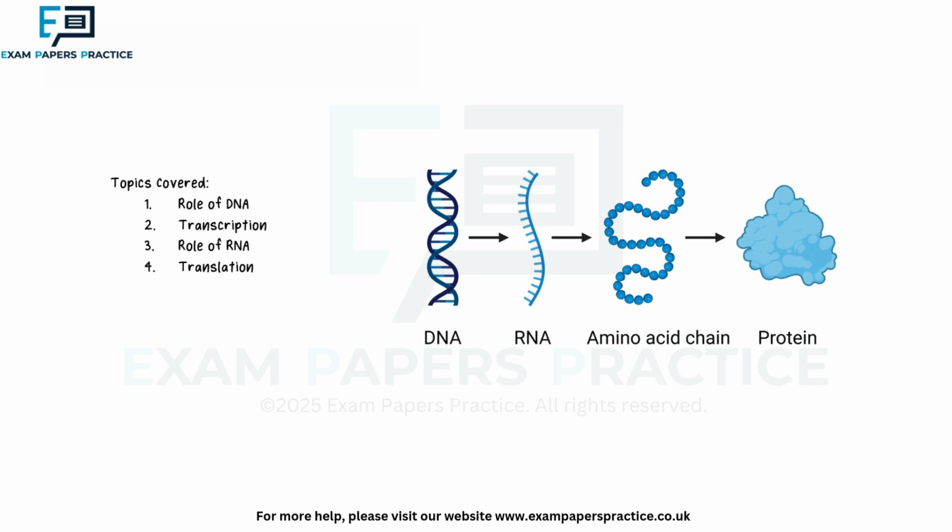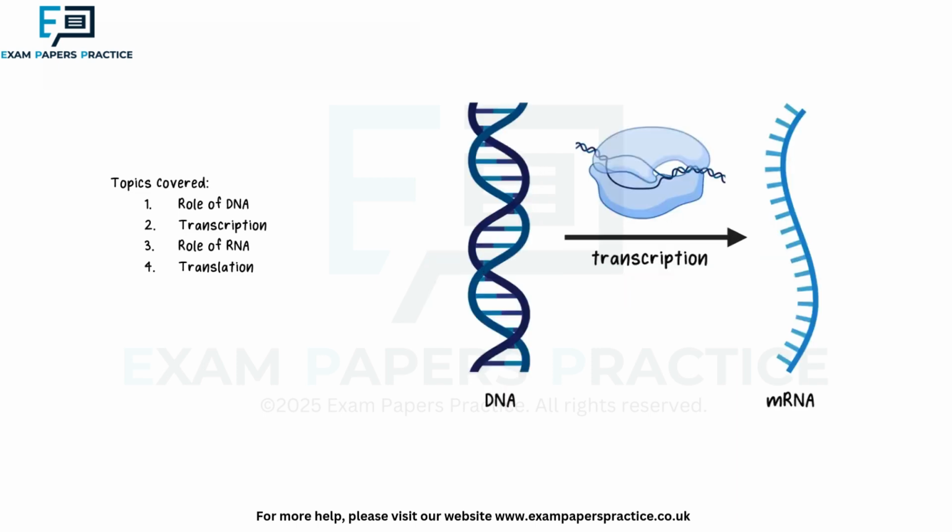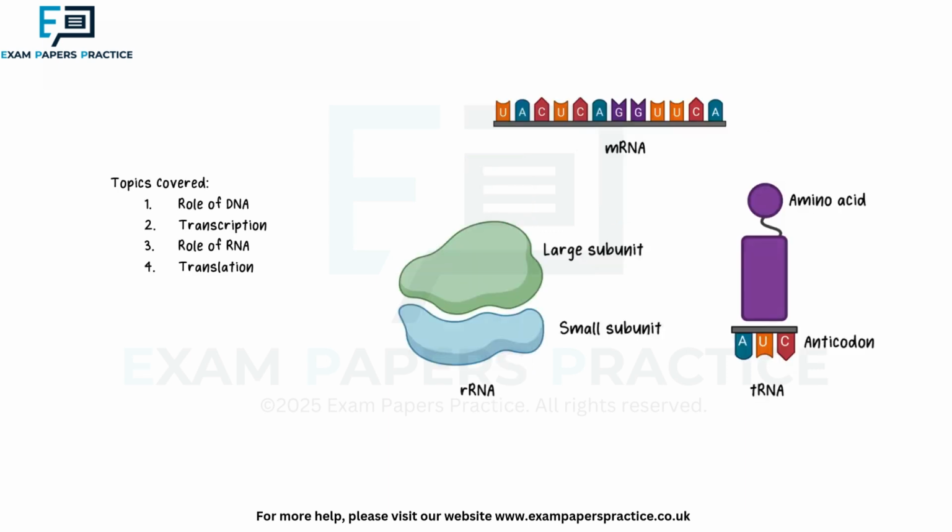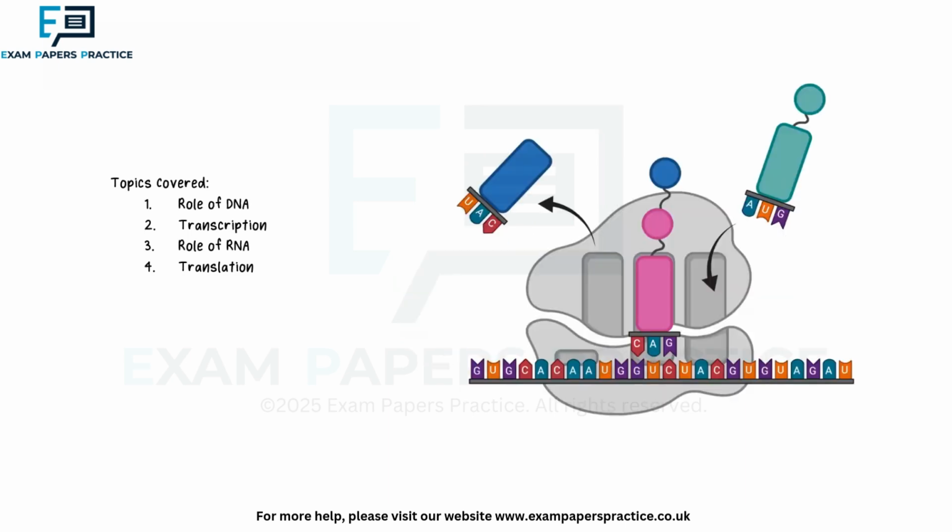The topics in this key concepts video are the role of DNA in protein synthesis, transcription, or building messenger RNA from a DNA template, the role of RNA in translation, and the process of translation, which is building a polypeptide using messenger RNA as a template. These key concepts are some of the most important topics covered in the IB Biology course.